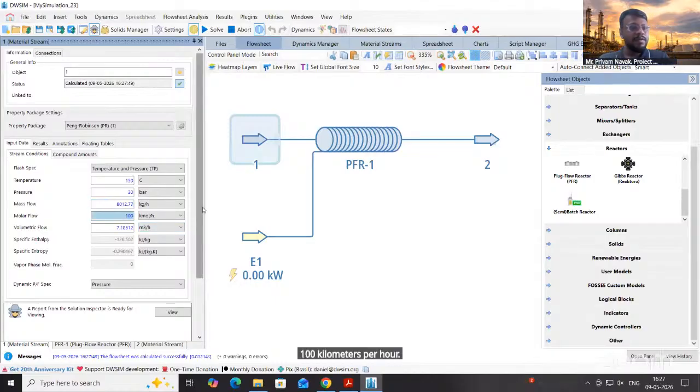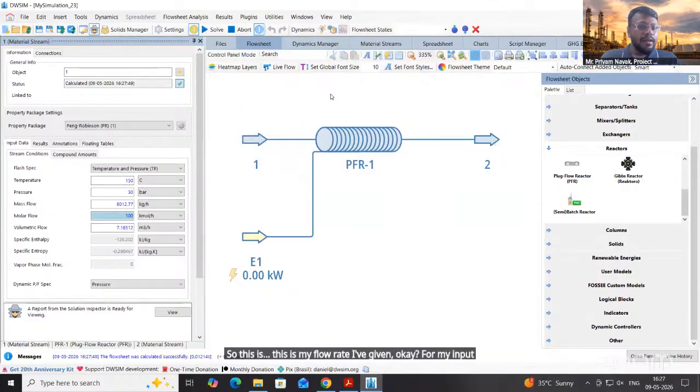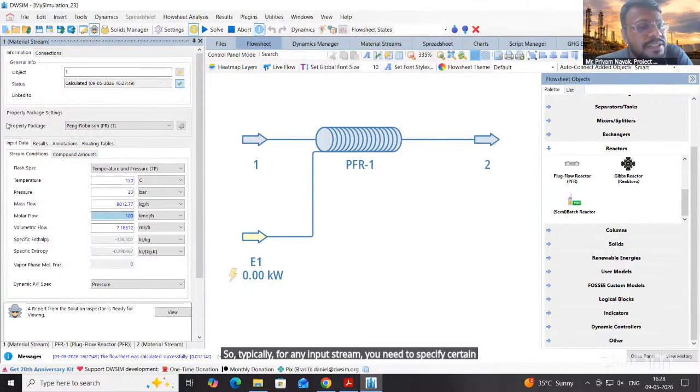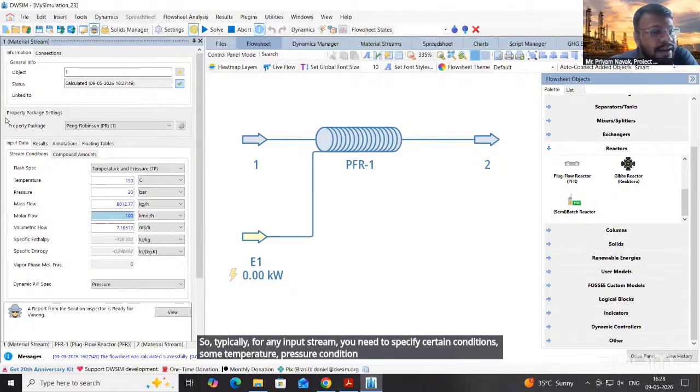So this is the flow rate I have given for my input stream. Typically for any input stream, you need to specify certain conditions, some temperature and pressure, as I've done here: temperature 150, pressure, and then some flow rate. So this is the overall flow rate of the stream.